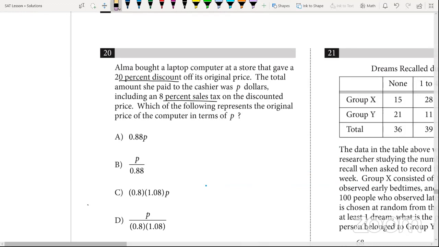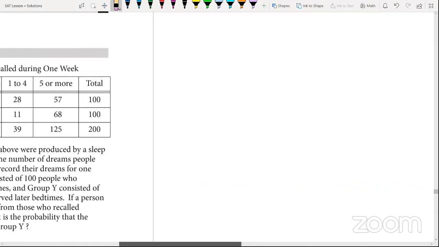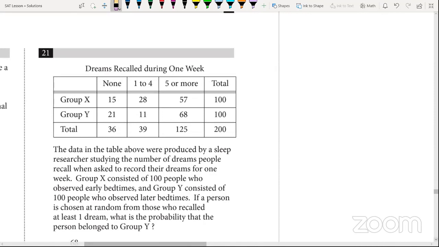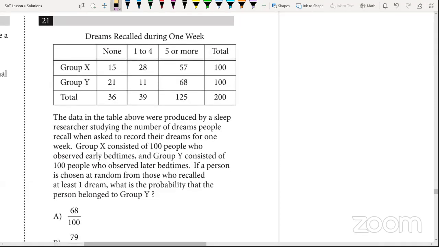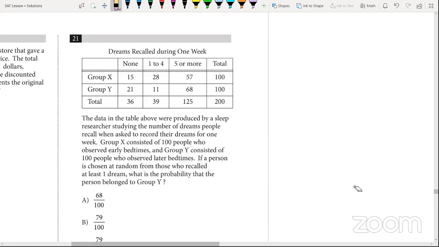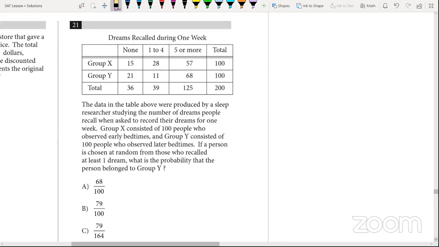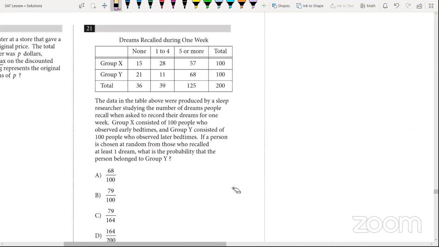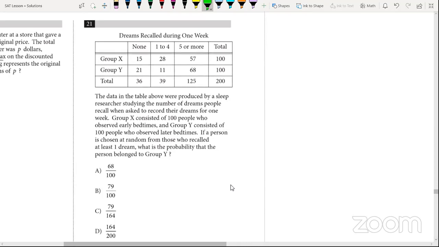And now we're going over to number 21. Okay, so cutting through the really long word problem here. The question at the end says, if a person is chosen at random from those who recalled at least one dream. So this is our conditional probability or conditional fractions.